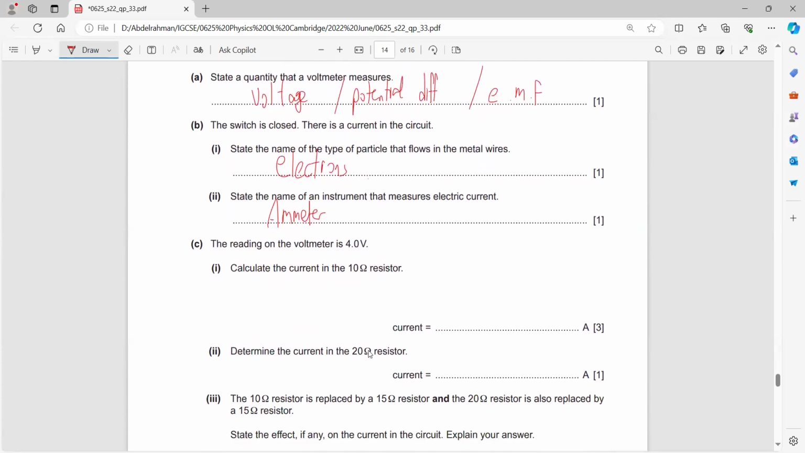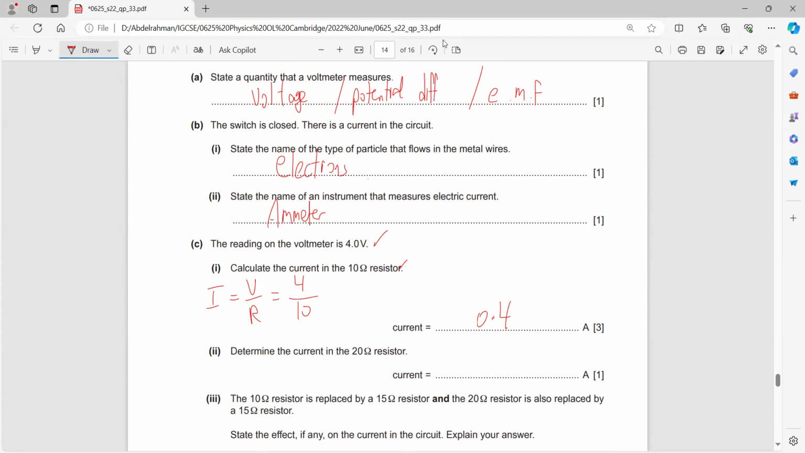Intensity equals voltage over resistance. I equals V over R, 4 over 10, which is 0.4. Calculate the current: I have the voltage, I have the resistance. Determine the current in the 20 ohm resistor.